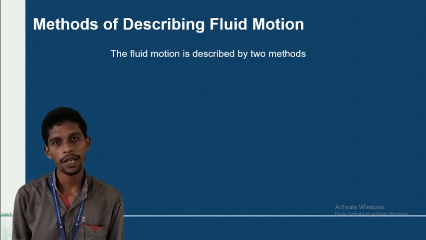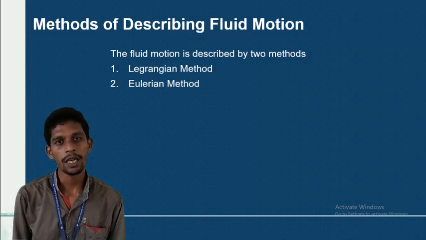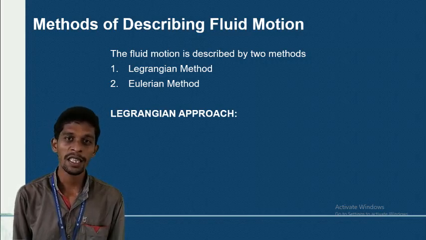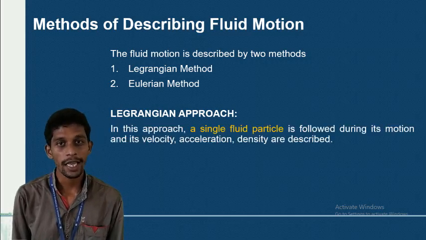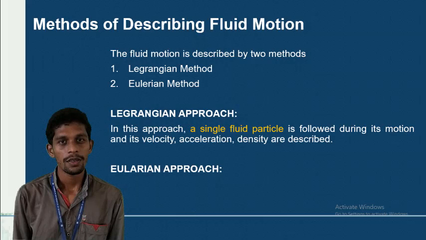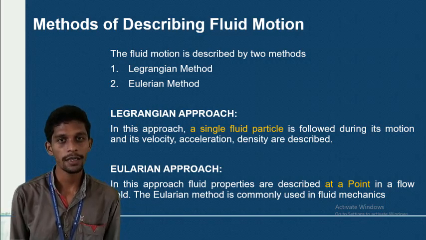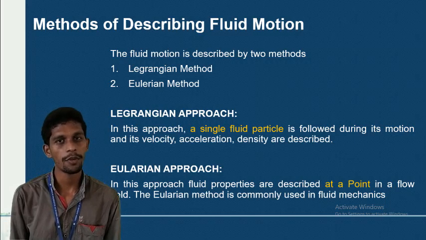So what about the Eulerian approach? The Eulerian approach is nothing but this: consider a fluid flow. In that fluid flow, we will select a particular point. At that point, we will calculate the fluid properties. See here, in the Eulerian approach, the properties of fluid are described at a point in a flow field. The Eulerian approach is the most commonly used method in fluid mechanics.